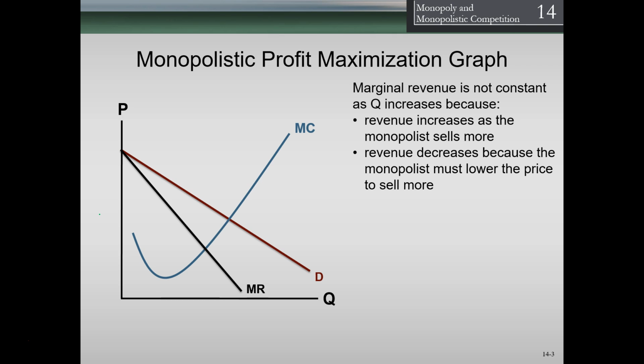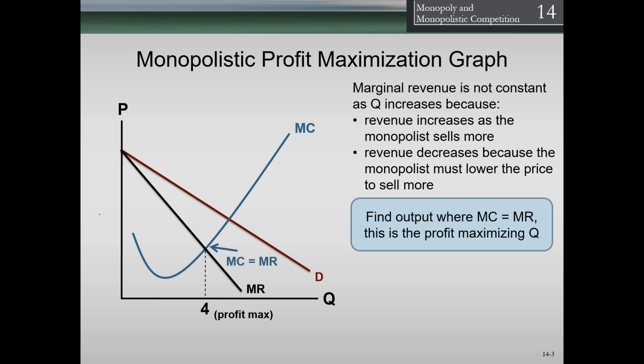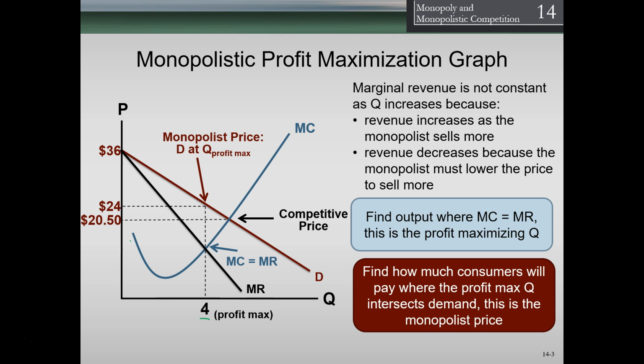Where are we going to produce in this type of graph then? We're going to produce where we always produce. We're going to produce where marginal cost equals marginal revenue. That's how many units we're going to produce. However, we're not going to charge that price if we're a monopoly, because our goal is, of course, to maximize the profit. And therefore, if we're going to have a quantity of 4, how much are people willing to pay for that? We're going to follow that up to the demand curve. And at a quantity of 4, people are willing to pay $24, which is different than the competitive price.